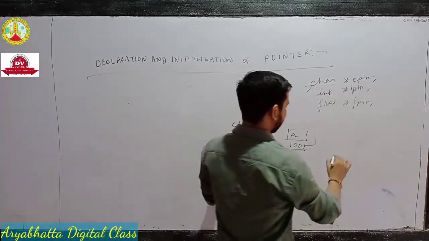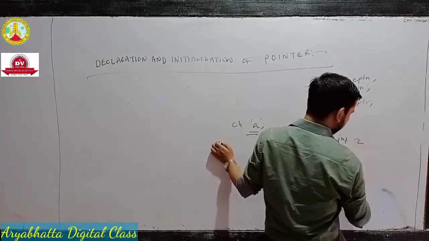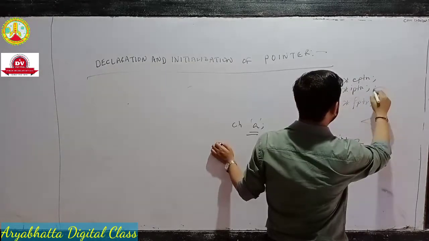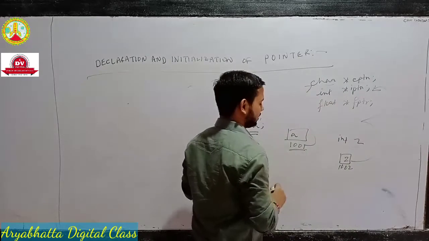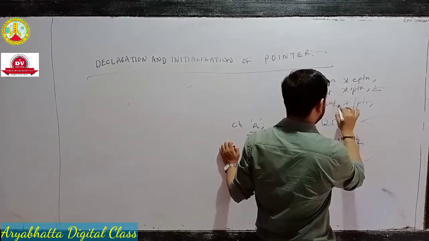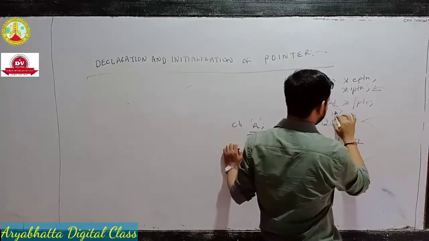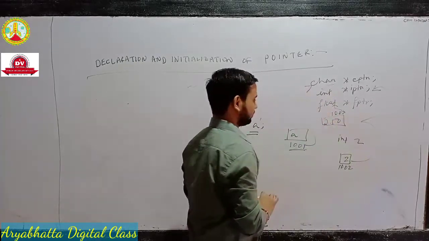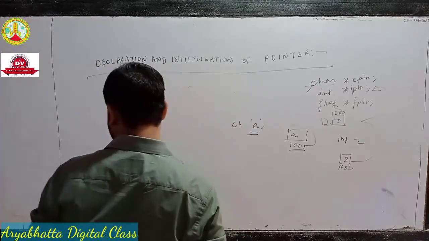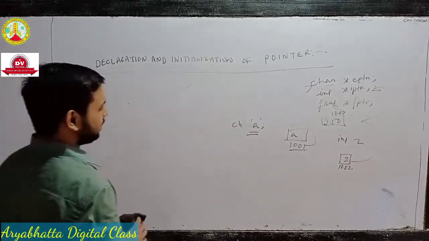Suppose an int 2, then its memory address is stored by an int pointer. And suppose a float type value like 2.50, its memory address is stored by what? The float pointer.